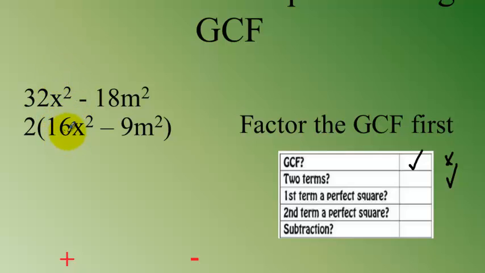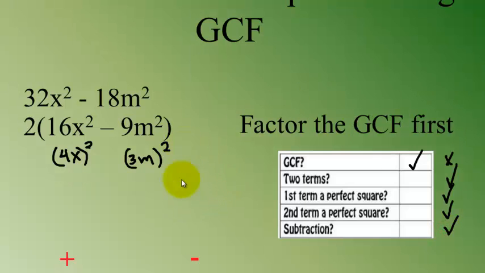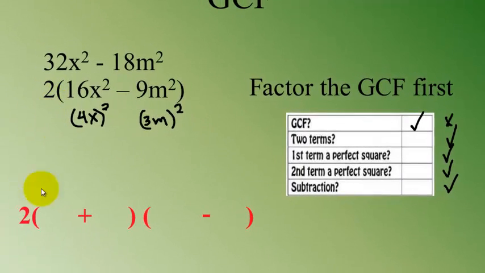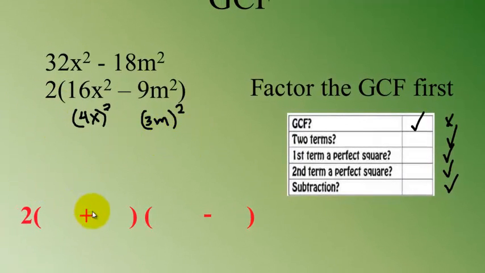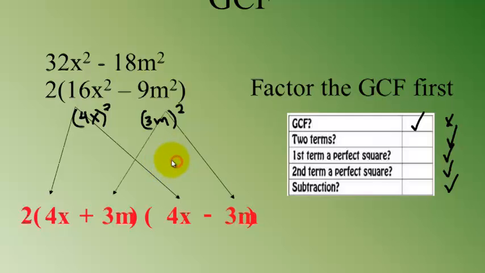Yes, because we can write 16x squared as 4x squared. Is the second term a perfect square? Yes, because we can write 9m squared as 3m squared. Do we have a subtraction? Yes, we do. So the factors will look like this. Don't forget to bring down your 2. So the first term in each parenthesis will be 4x, and the second term in each parenthesis will be 3m.